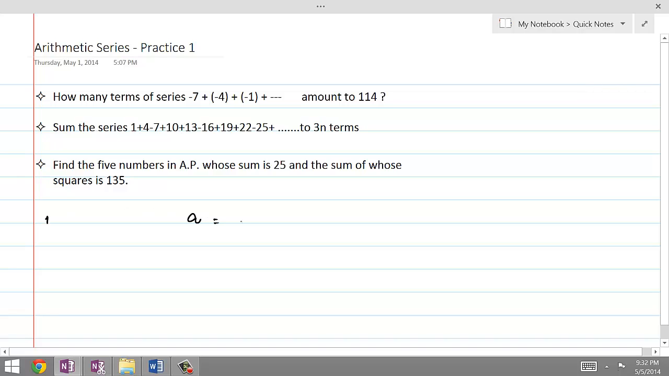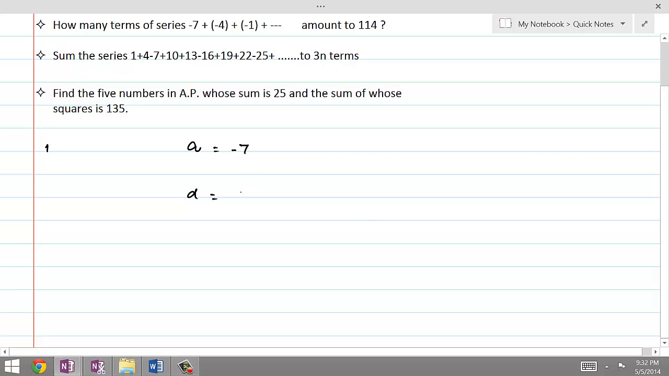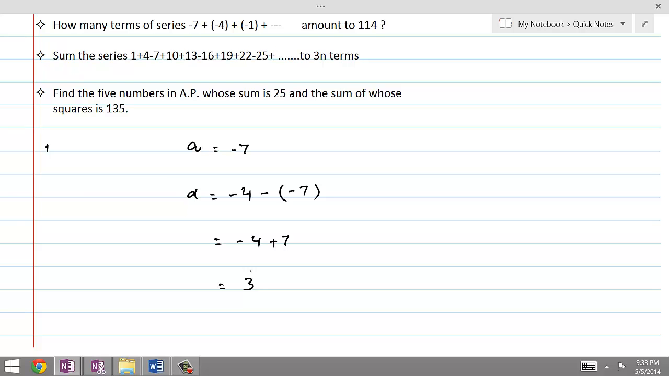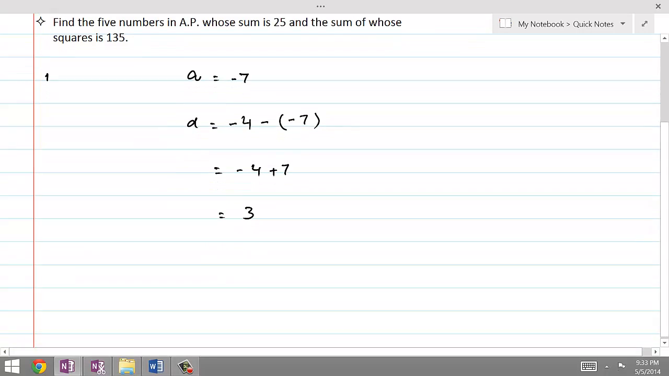a is representing the first term and its value is equal to -7. The common difference d can be calculated by subtracting the first term from the second term. So this is -4 minus the first term, which is -7. This will be equal to -4 plus 7, which is 3. So the common difference d is equal to +3, and the sum of the series is given as 114.